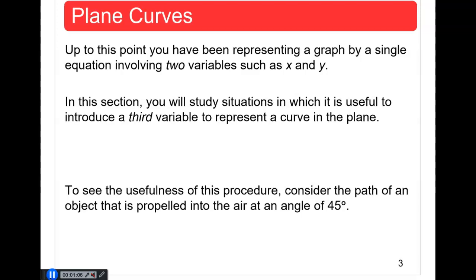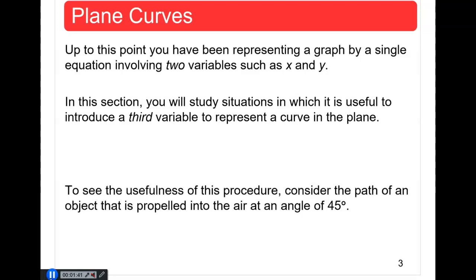Everything that we have done up to this point, we have been working with two variables such as x and y. So in this section, we're going to study situations in which it is useful to introduce a third variable to show us how a curve in the xy plane will look like, and it will also include direction. So that third variable is going to be t for time, but you will see that in a minute.